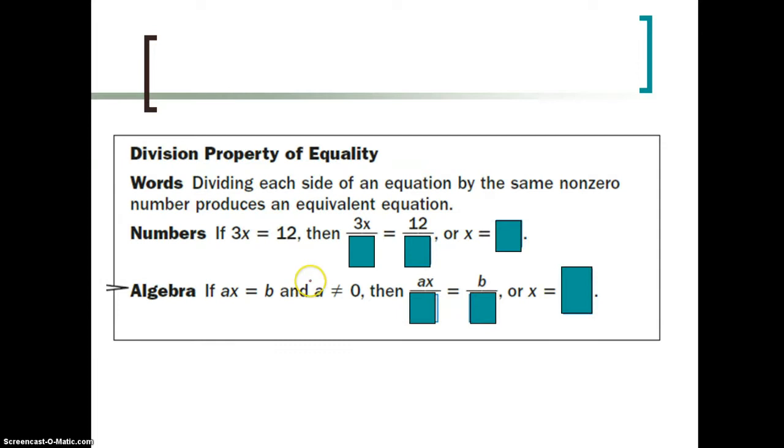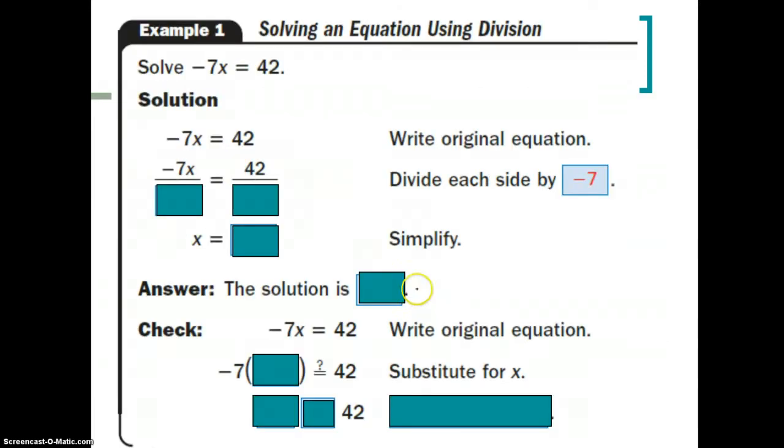Here's the division property of equality. Basically, it says that if you divide each side of an equation by the same number, it produces an equivalent equation, meaning it's going to get you the same answer. That's why we balance our equations. So this is 3 times x, divide by 3 on both sides, and you'll get 4. And here's the algebra that tells you that any number will work. Just use the inverse operation of that number.